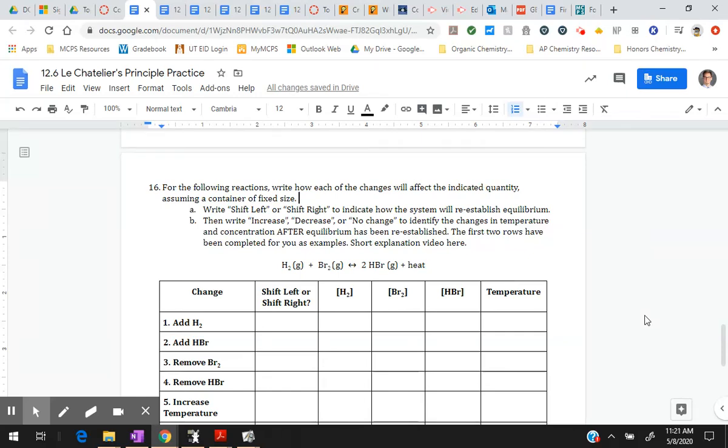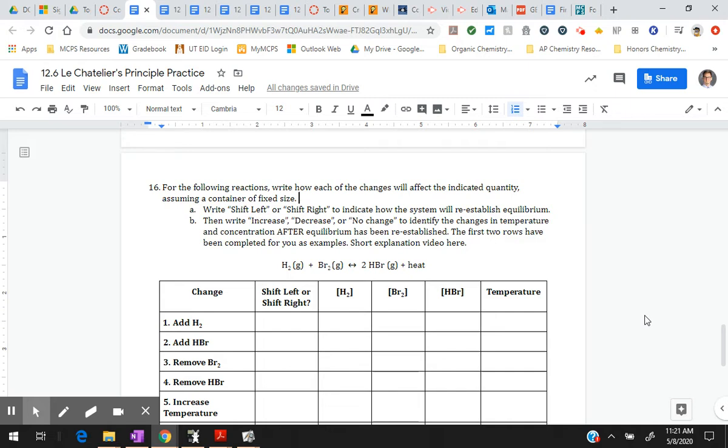All right, so I'm going to get us started on completing one of these charts dealing with LeChatelier's principle. In the first column, we're going to write whether the change is going to cause a shift to the left towards the reactant side or a shift to the right towards the product side. We're going to write this in order to indicate how the system will reestablish equilibrium after the stress is applied.